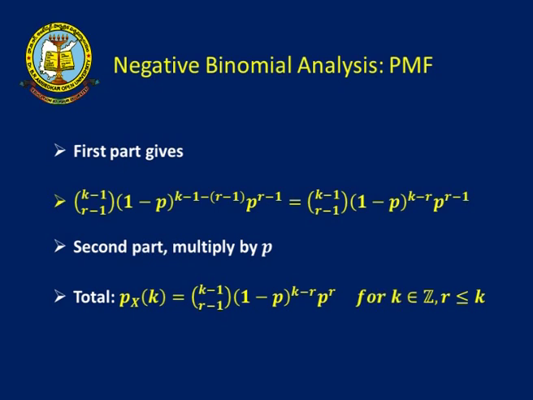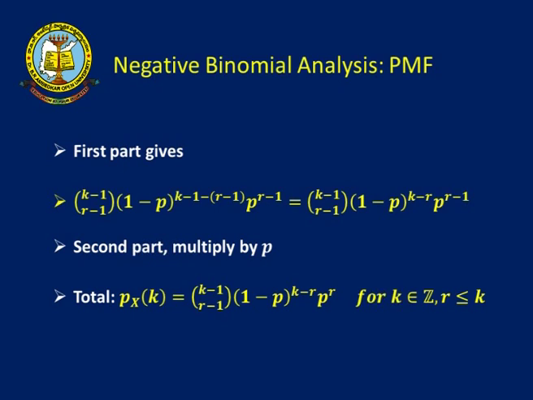The simplification of this one: k minus 1 C r minus 1, that is (1 minus p) whole power k minus r into p power r minus 1. The second part is also the same, multiplied by p. The negative binomial distribution PMF.